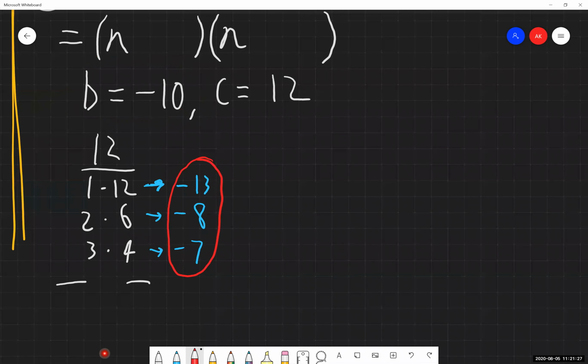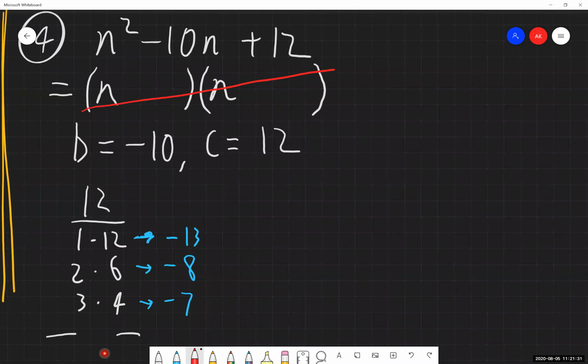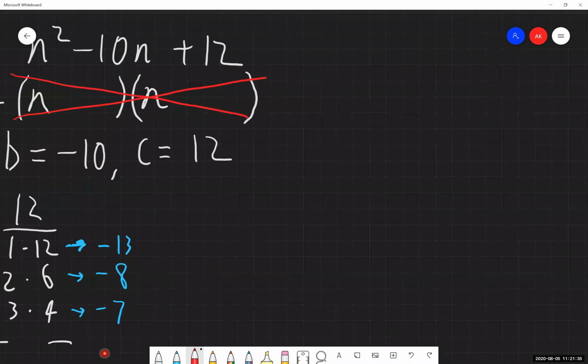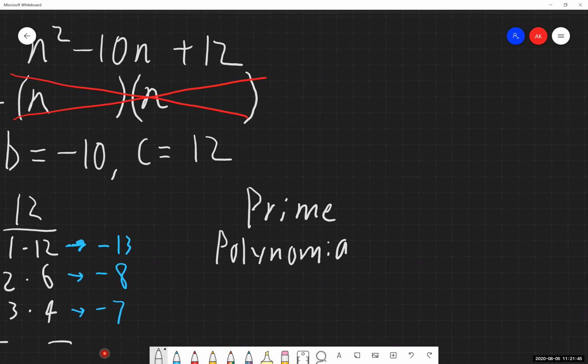Which tells us, because I'm getting that scenario showing up, I cannot factor this thing, which means I'm not going to have an answer that can be factored out. Instead, I have a prime polynomial, which means I cannot factor this thing at all. I am done. Can't do anything else with that.